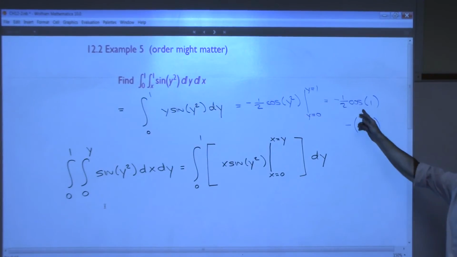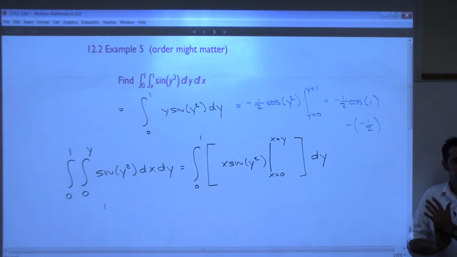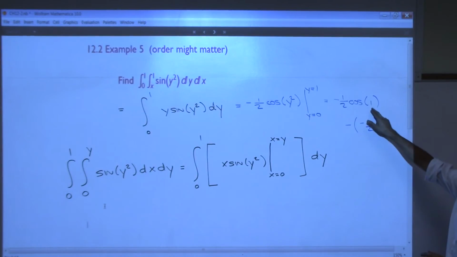If you were going to try and figure out what cosine of 1 was on your calculator, you would be in radian mode, right? If you were in degree mode, you'd get the wrong answer. It's radians unless it's specified that it's degrees.